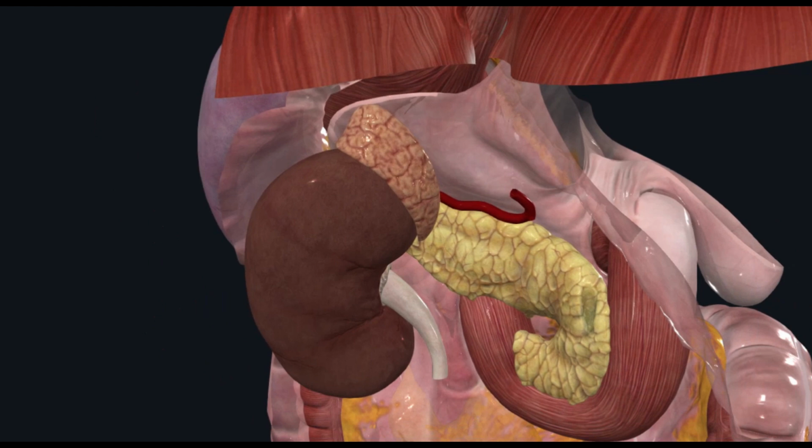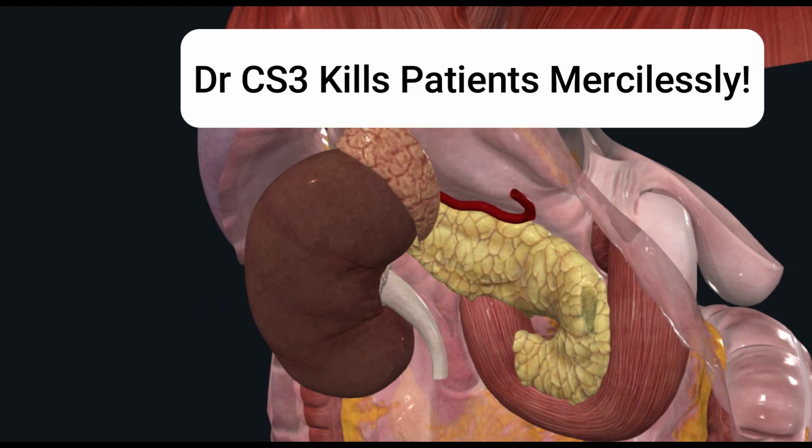We have a nice mnemonic, whatever you can remember in this way. Dr. CS3 kills patients mercilessly. Here the D of the doctor is for the diaphragm, the C is for colic flexure, the left colic flexure I mean. The S remains 3S.